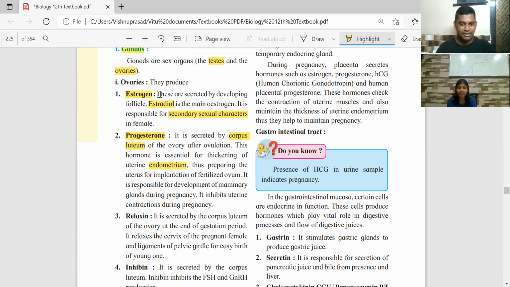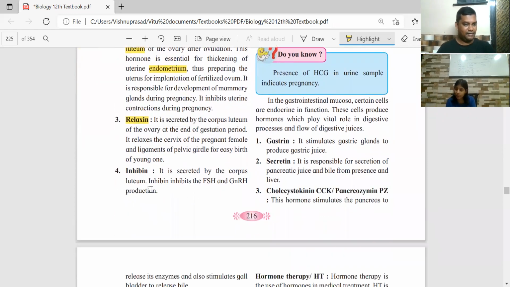One is estrogen, the second is progesterone, the third is something called relaxin. This is also secreted by the corpus luteum at the end of the pregnancy, the end of the gestation period. The cervix of the female, which is the junction between the vagina and the uterus, will be relaxed.